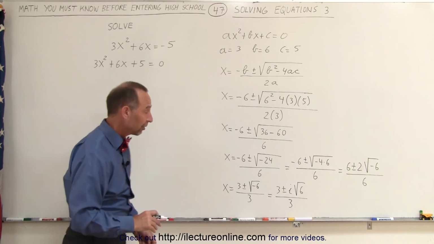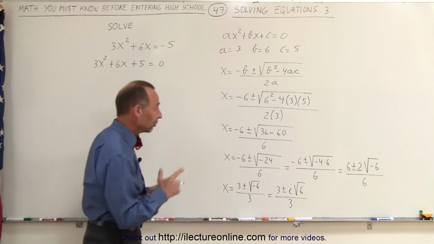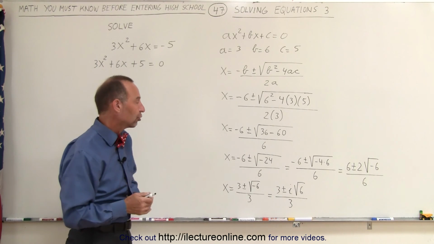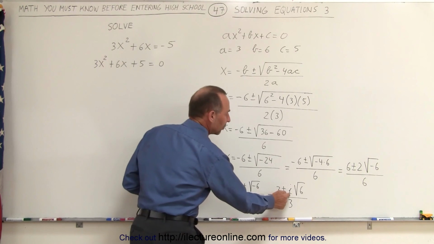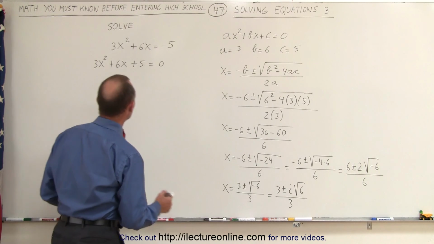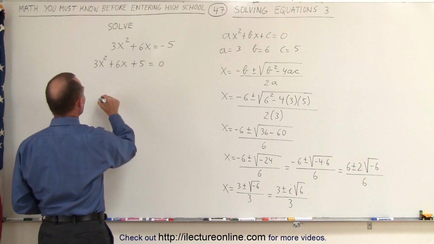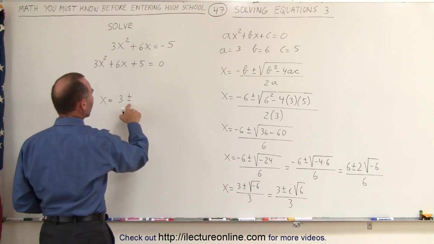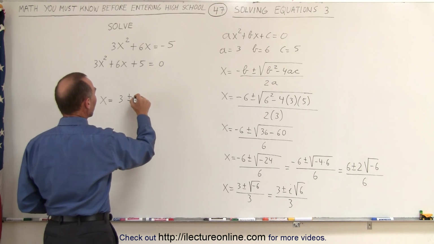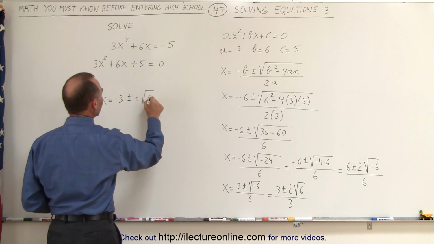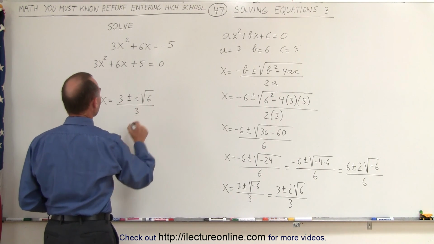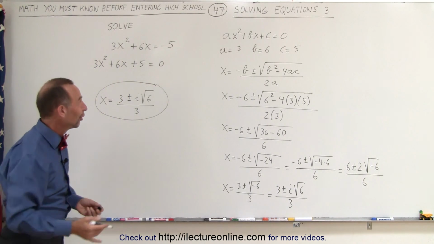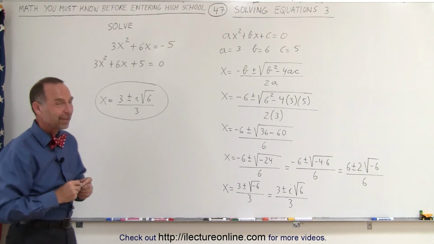So it turns out that there's no real solution to the problem because we ended up with a negative underneath the radical, which means you can only have an imaginary solution which includes the imaginary number i. So finally you can say that the solution to this equation is that x is equal to minus 3 plus or minus, so there's two solutions, the plus and the minus, i times the square root of 6, all divided by 3. And that would then be the solution, at least the imaginary solution, to the original equation. And that's how it's done.